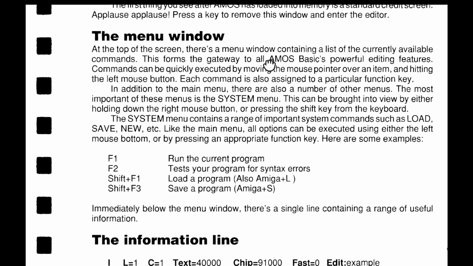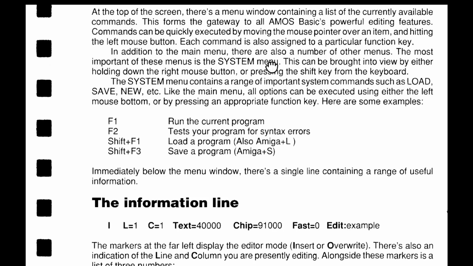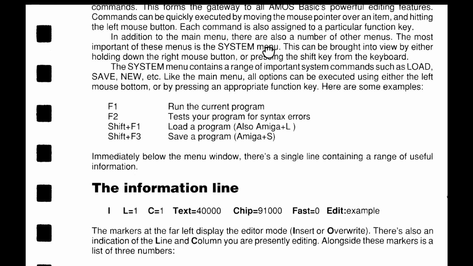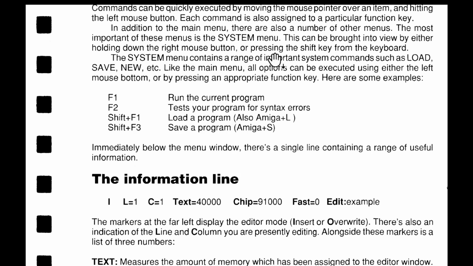Press a key to remove this window and enter the editor. The menu window. At the top of the screen, there's a menu window containing a list of the currently available commands. This forms the gateway to all AMOS Basic's powerful editing features. Commands can be quickly executed by moving the mouse pointer over an item, and hitting the left mouse button.